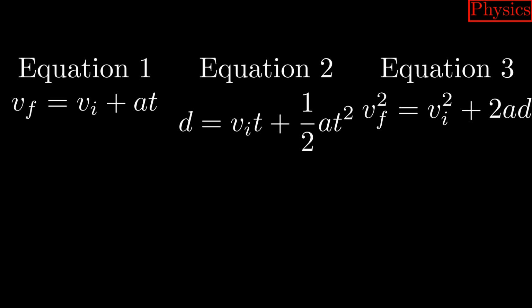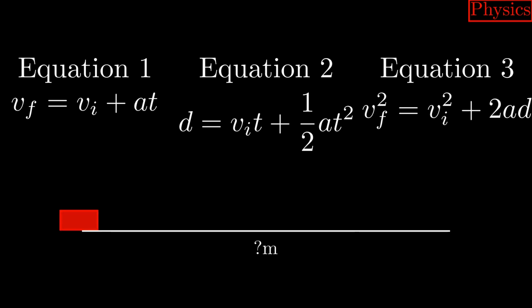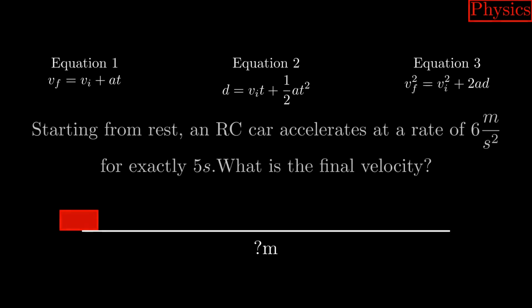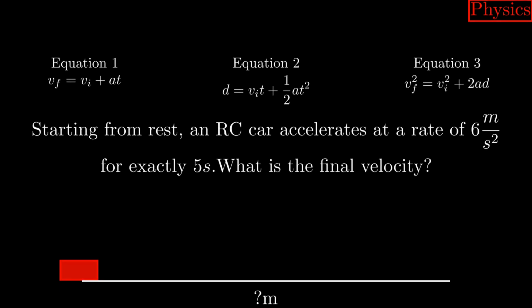Now, the third equation that I just said is a little more interesting than the other two because there's something that the other two equations have in common that the third one does not. To use this third equation, you don't need the time. It's called the timeless equation. So, now that we know how to read each equation and what our variables are, let's look at some examples.